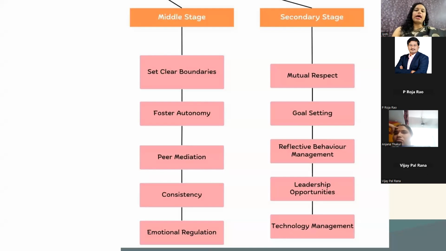For this, and for the next point in the secondary stage, which is mutual respect, I have a few books that I will suggest you can share with them. I will put them on the chat at the end of the class. Please remind me in case I forget. These will help you a great deal. Stories, books, these are things that circle time helps with to a great, great extent.